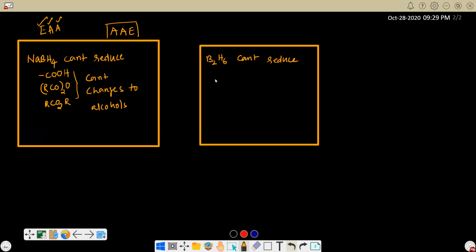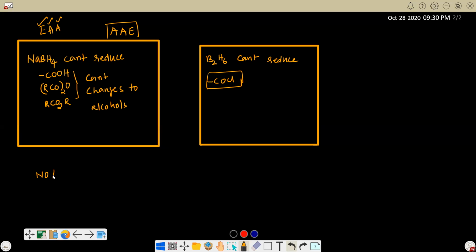So one is acid chloride, COCl, and that's it. COCl is not reduced; except this, all acid and acid derivatives can be reduced by this. Getting my point?